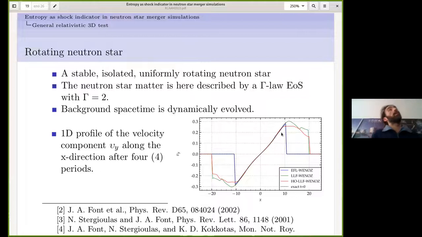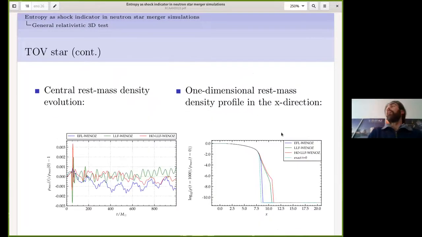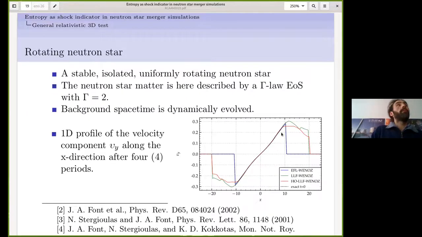Is it a 3D problem? Yes, a 3D problem, XYZ. It's the same thing in all directions; I just took a slice. After this one, which was the last 1D, we're now talking about 3D with GR. This is the X direction along the equator, the Y component.